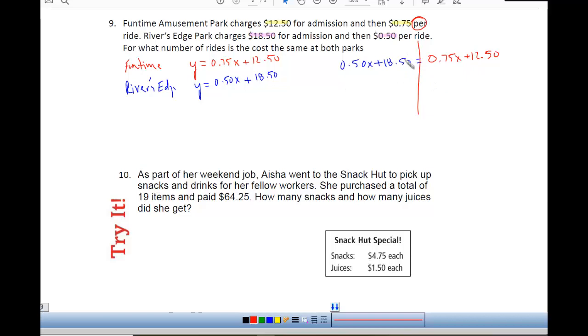So we're going to go ahead and bring these together. So we'll subtract 0.5x. And we'll rewrite. So we've got $18.50. And that's equal to, over here now we've got 25 cents. Subtract that $12.50.